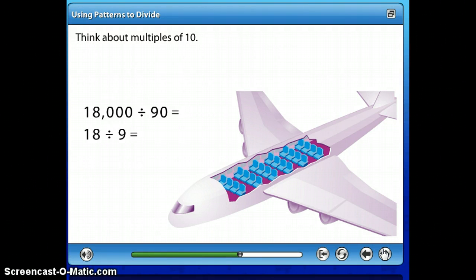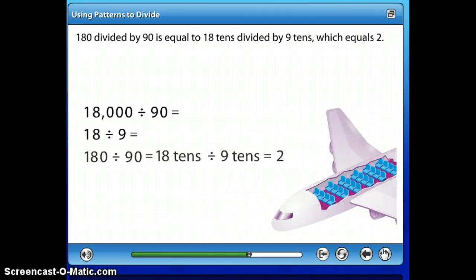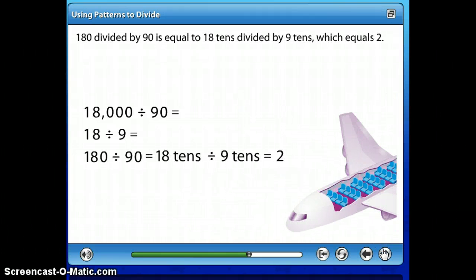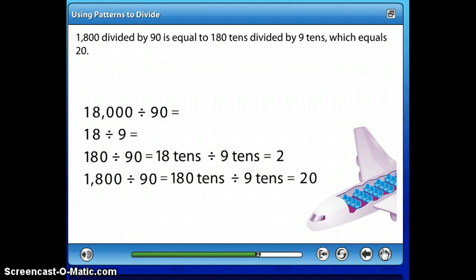Think about multiples of 10. What are multiples of 10? Someone tell me multiples of 10. Wyatt? Like 10, 20, 30, 40. Exactly. 180 divided by 90 is equal to 18 tens divided by 9 tens, which equals 2. 1,800 divided by 90 is equal to 180 tens divided by 9 tens, which equals 20.